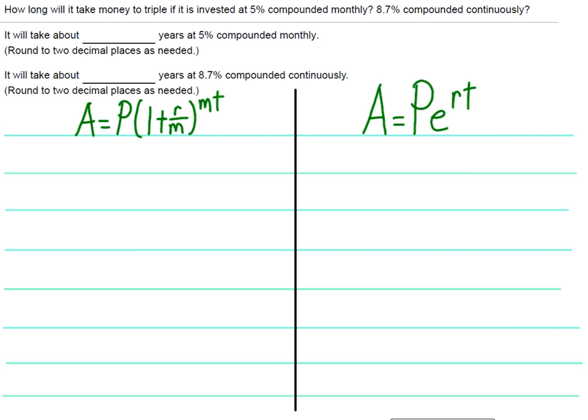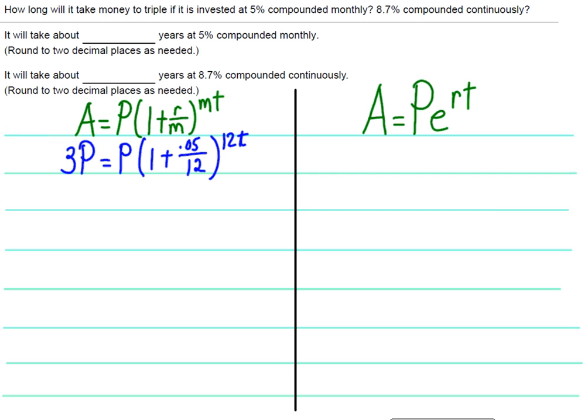But we're going to use, for the first one, A is equal to P, parentheses 1 plus r over m, to the mt power. So if we're tripling, we would have 3 times the principal. Interest rate is 0.05, and it's monthly, so that means 12 months in a year, 12t. So we're looking for t.